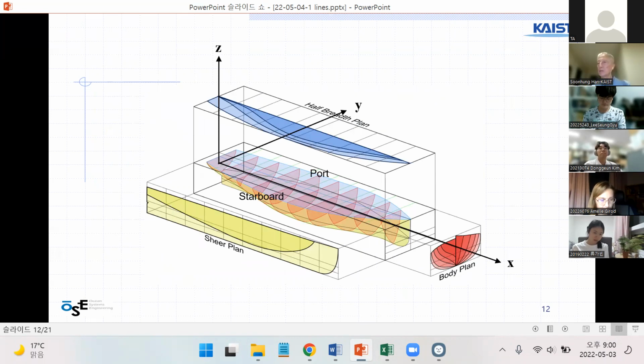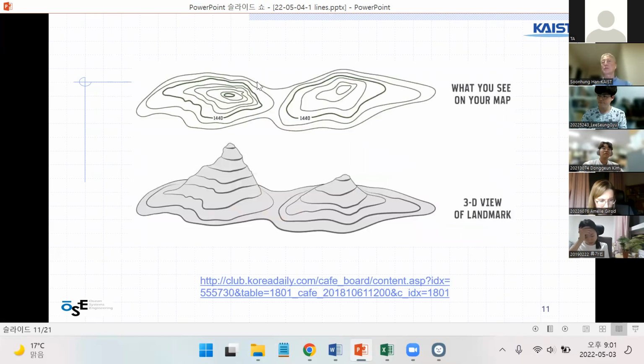Similarly, the ship is drawn using line drawings, which give you the body plan at the front, the red part. This is a front view of the ship. The side view is usually called the sheer plan, and the top view gives you the half breadth plan. So only half of the drawing lines are drawn in the flat space. Also, the body plan shows half breadth curves of the front part and after part. So it is very similar to this map drawing contours.